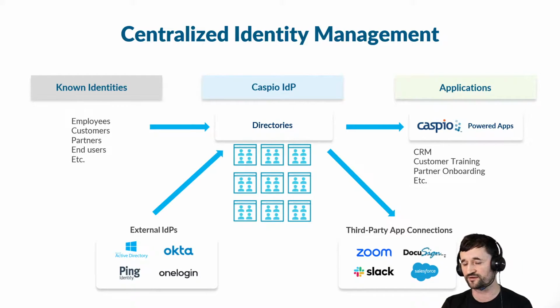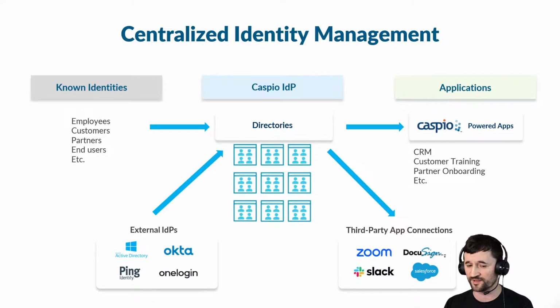And then with the directories, they're going to be used to log into your Caspio-powered applications, which you see in the upper right corner. So if you have a CRM or a knowledge base type application, anybody inside that directory is going to be able to log in to view the data. In the bottom right corner, you can see third-party app connections. So your directories can be used to log into external applications such as Zoom, DocuSign, Slack, or Salesforce.